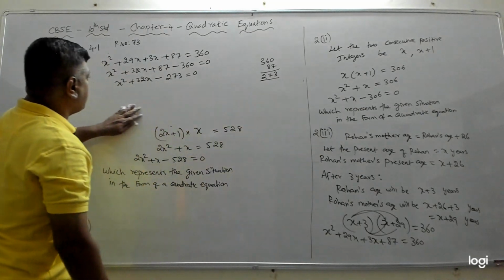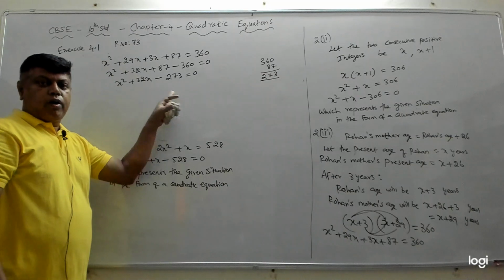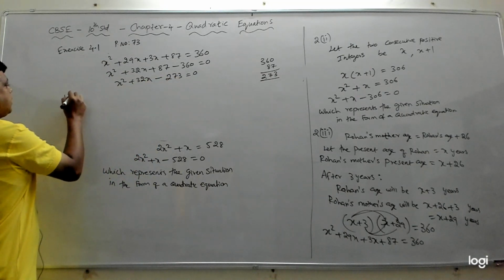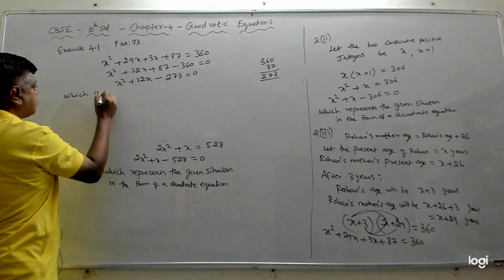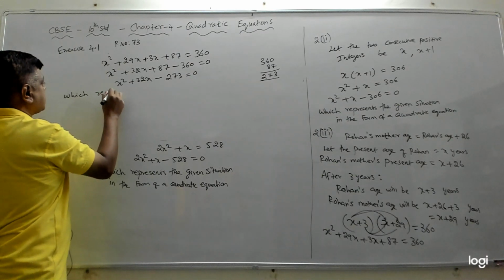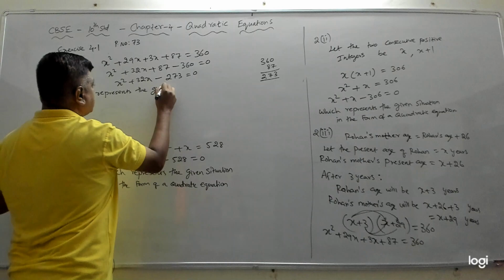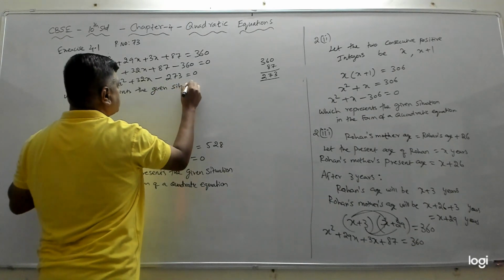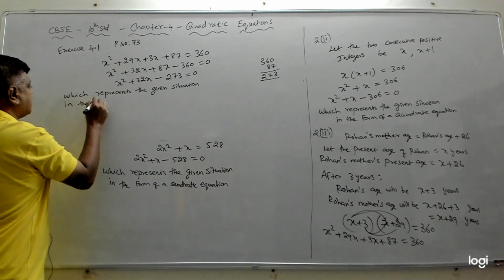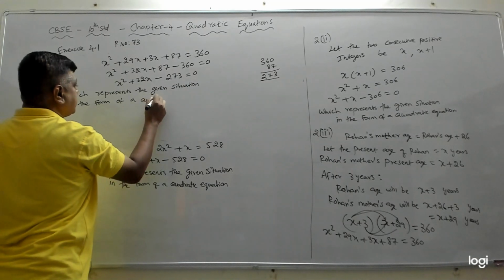So now what we have done, we have represented the situation in the form of a quadratic equation, because it is of the form ax square plus bx plus c. So we will say this represents the given situation in the form of a quadratic equation.